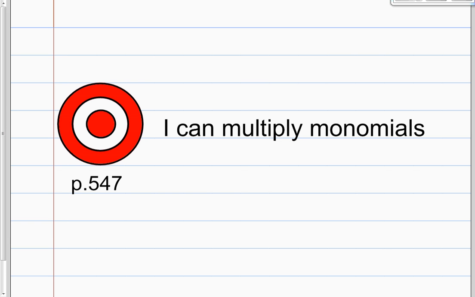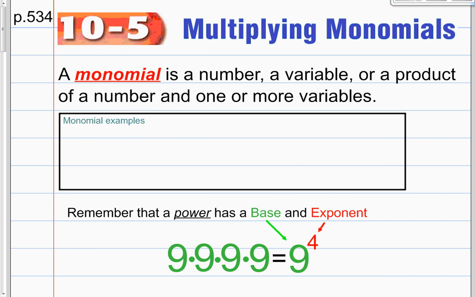Topic today is I can multiply monomials. Follow along on page 547. A monomial is a number, a variable, or a product of a number and one or more variables. Some examples of those are in the box.